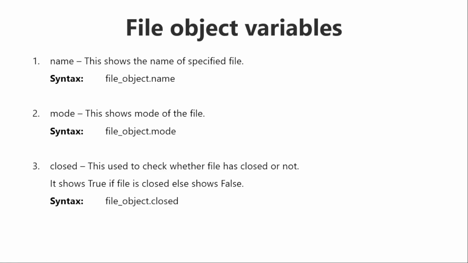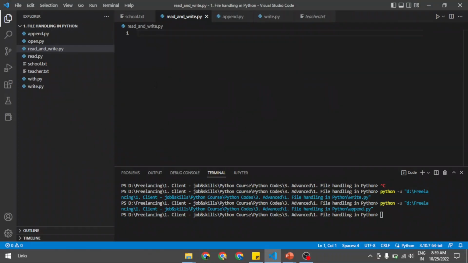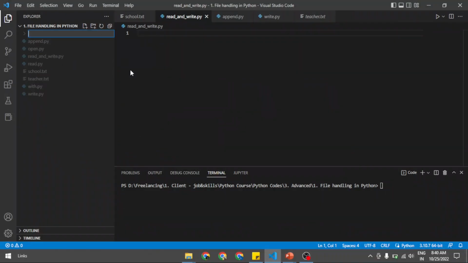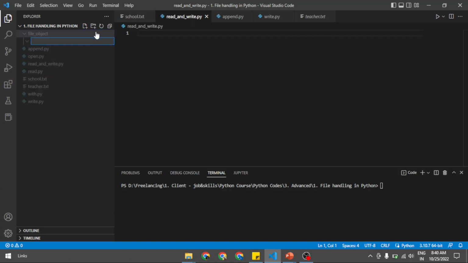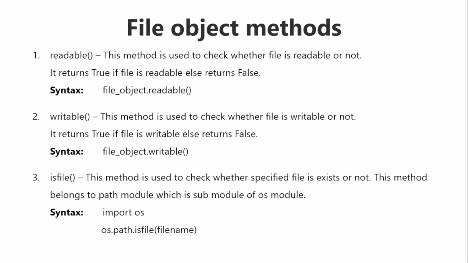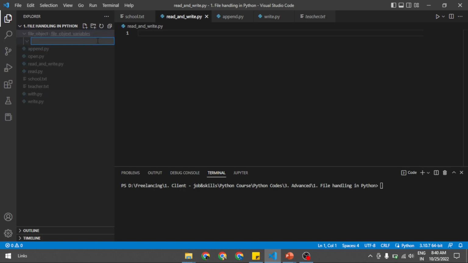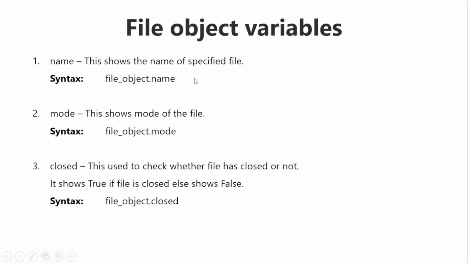Now let us move to file object variables. The name shows the name of the specific file. For example, I will create a file object folder. In this file object folder, I would like to create file object variables, and I will create one more folder, file object methods. Now let us move on one by one. Let us move to file object variables.